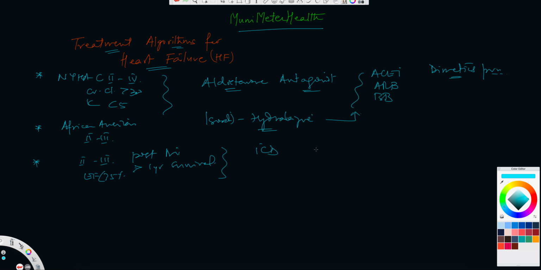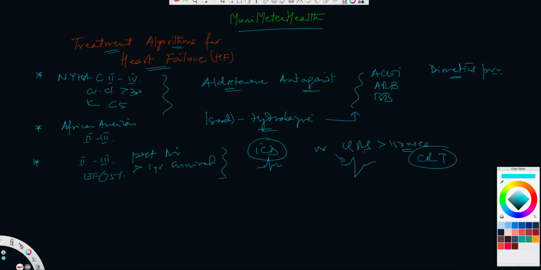However, if the QRS in these individuals is more than 150 milliseconds, just so that you know, that means there's a wide QRS, because normally the QRS will be something like this, whereas in the patients who have a prolonged QRS, it will look different. So these are the patients who would qualify for a CRT or cardiac resynchronization therapy. This is an implantable cardioverter defibrillator, okay, and this is a CRT.